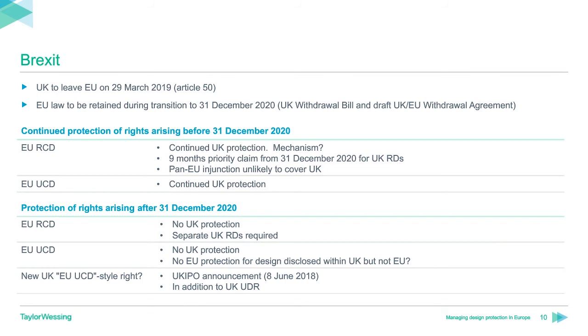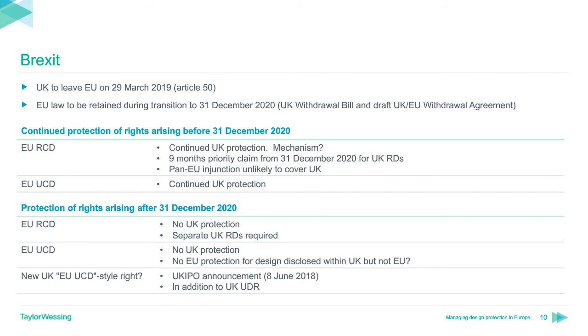So assuming that does go ahead, in terms of the continued protection of rights arising before the 31st of December 2020, with the EU registered community design right, there will be continued UK protection, although the mechanism for that has yet to be determined. The withdrawal agreement also provides for the possibility of filing 9-month priority claims from December 2020 to claim UK registered design rights. And it's unlikely that pan-EU injunctions will continue to cover the UK after that date.